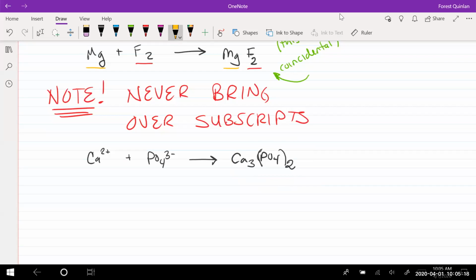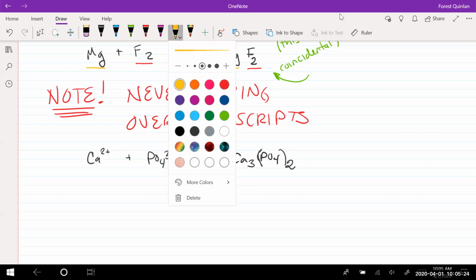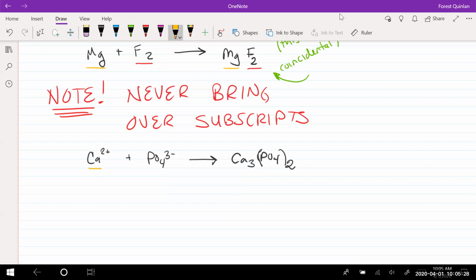Now, at this point, we need to balance this equation. So I look over here, I see that I have 1 calcium versus 3 calciums. So I need to fix that. I'm going to put a 3 in front of that calcium. I see that I have 1 phosphate and 2 phosphates. So I'm going to put a 2 in front of the phosphate.